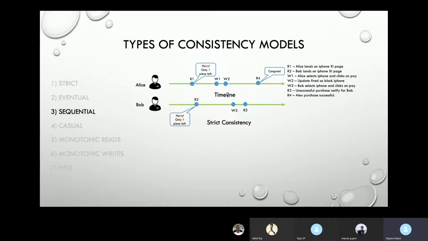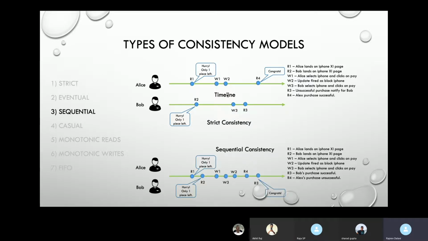Now we can compare this with the sequential consistency model. Again, both Alice and Bob are trying to purchase the iPhone 11. Both get the same notification saying, hurry, one piece left. Alice selects the iPhone and clicks on pay here, right? So an update is fired as block iPhone. But if you see, before that operation is actually processed, there is another operation which has switched from the Alice process to the Bob process, and it says that Bob selects iPhone and clicks on pay. Only after that can we see that the update is fired as block iPhone, and Alice's purchase is unsuccessful because it was blocked by Bob, and Bob's iPhone purchase is successful and he gets a notification.